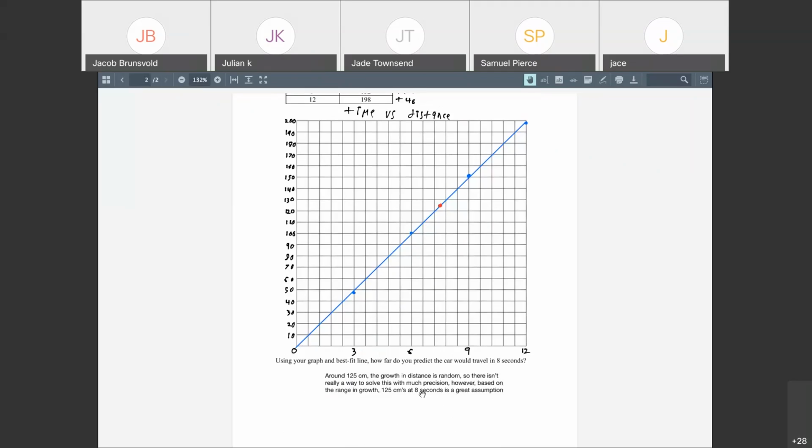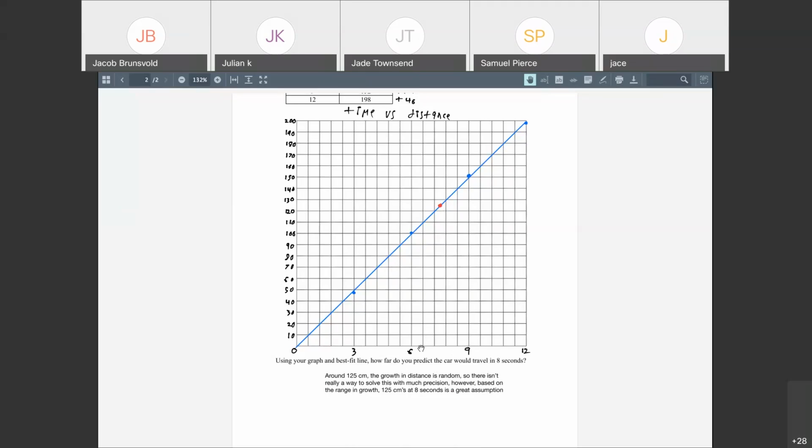Now, I like that you wrote a full sentence. That's perfect. I also like that you drew that little red dot on there and you made it a different color than your other dots. That let me know that's where you're doing your estimation for how far the car would travel in 8 seconds. So that's a really good way to do it.